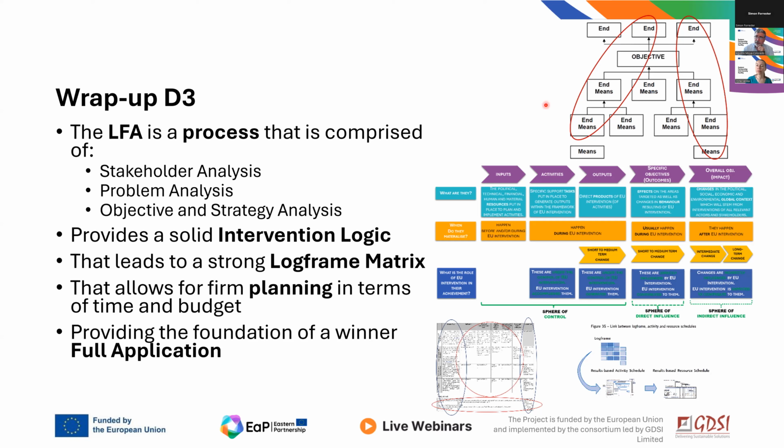And all that analysis provides for a solid intervention logic, which is this causality, how the inputs that we put in are transformed into activities, and the activities generate the outputs, and the outputs, when they're used, are the result or outcomes, and that contribute to the overall objective or impact, and how that reflects in the different spheres of control, the sphere of direct control at inputs, activities, and outputs, and then the spheres of indirect influence, so that we have all those things in these diagrams.